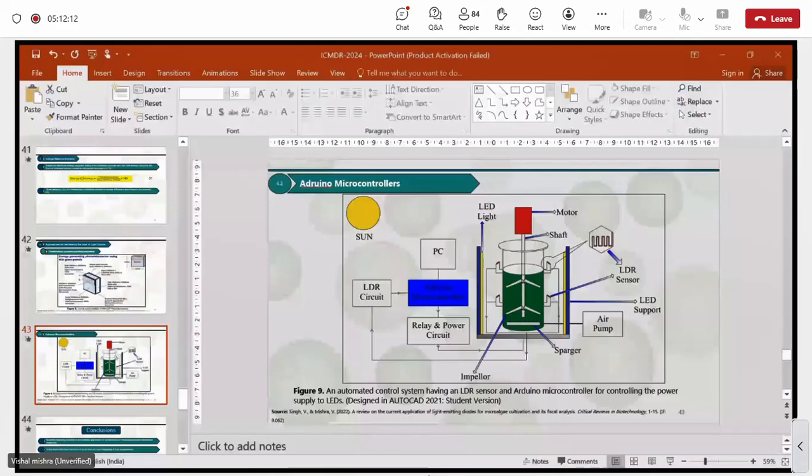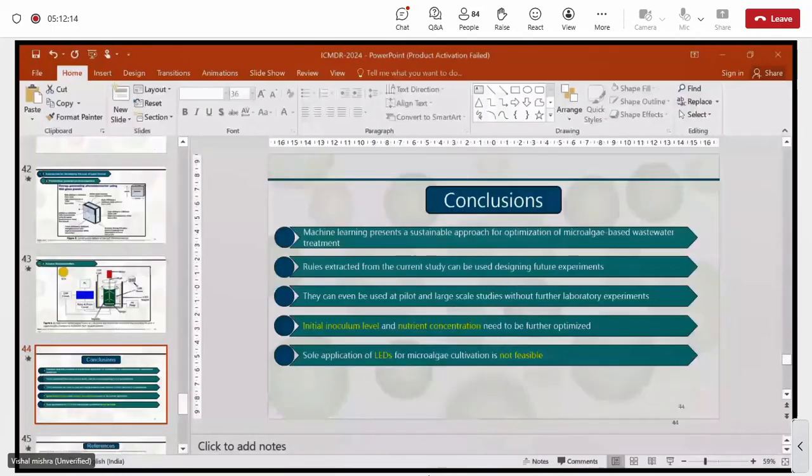So now, machine learning presents a sustainable approach for optimization of macroalgae based wastewater treatment. Rules extracted from the present study can be used for designing future experiments. They can be used at pilot scale and large scale studies without further laboratory experiments. Initial inoculum level and nutrient concentration need to be further optimized, and the sole application of LEDs for macroalgae cultivation is not feasible. Some of the references which I have used for this presentation.